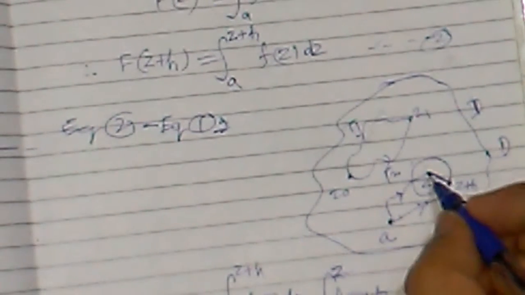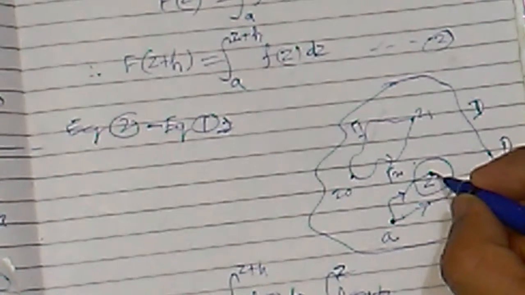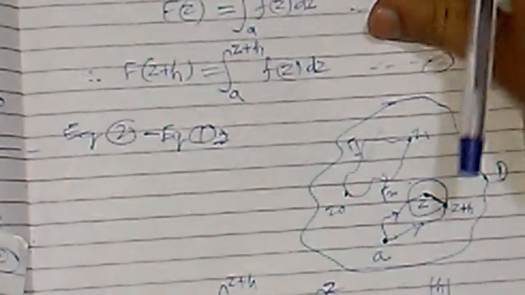Here t dt in the figure: the curve for this integral from z to z plus h is a straight line from z to z plus h, and t lies on the line from z to z plus h. So you understand what t is. t is a complex number lying on the line from starting point z to z plus h.